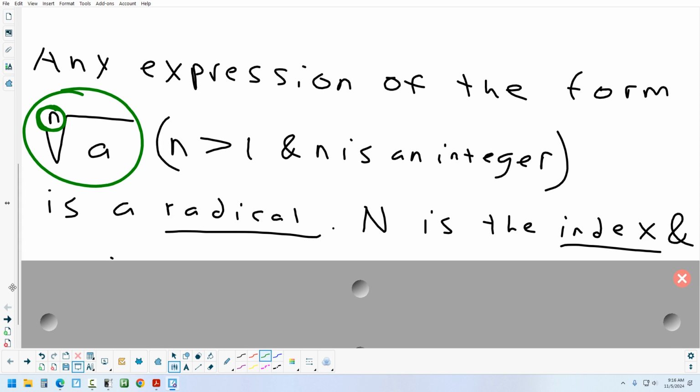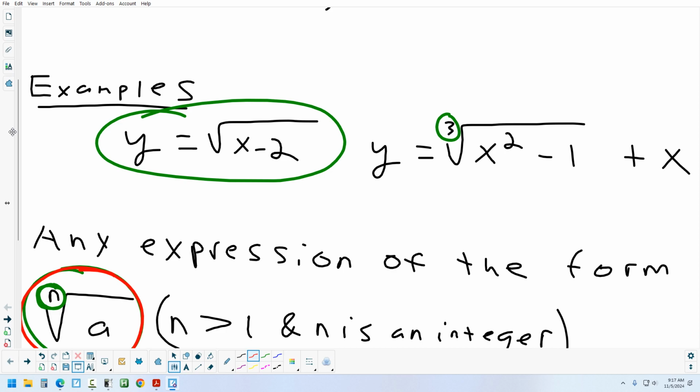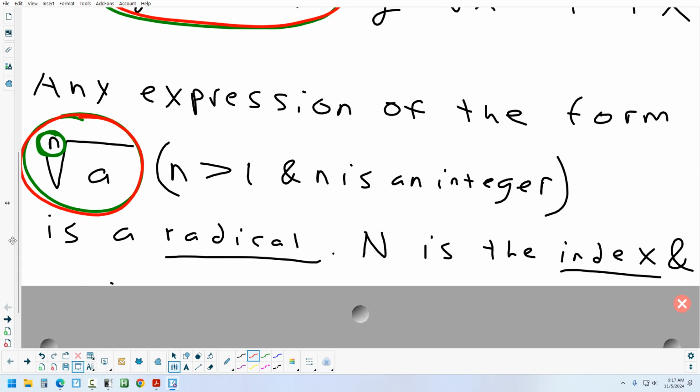That entire thing that I have circled, circled in a different color in red, that's called a radical or a radical expression. It's not an equation because there's no equal sign. This is a radical equation because it has an equal sign. This is a radical expression.